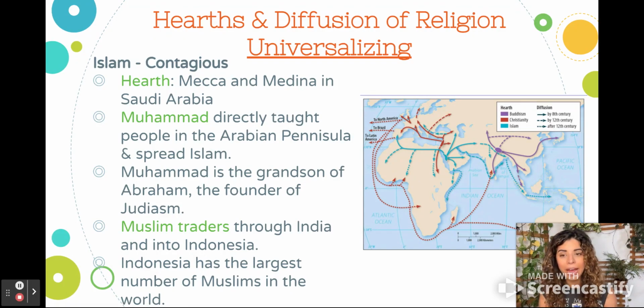So also we had Muslim traders go throughout India and into Indonesia, again, contagious, right? So moving and spreading along that pathway. And Indonesia actually has the largest number of Muslims in the world. So a lot of people absolutely associate this religion with the Middle East, but it's Indonesia that has the most followers. So fun fact. And on this image, we see Islam in blue.